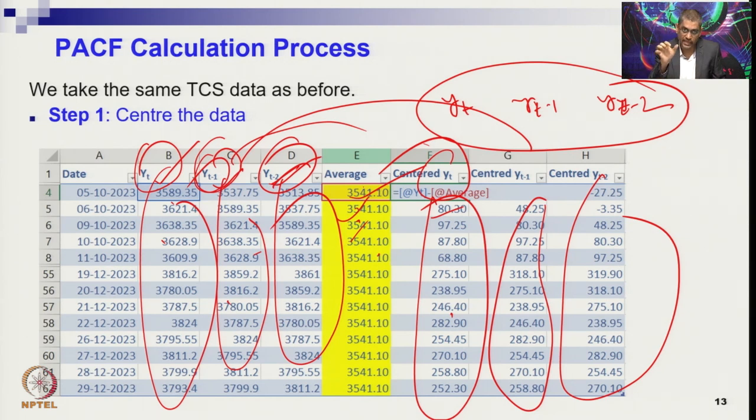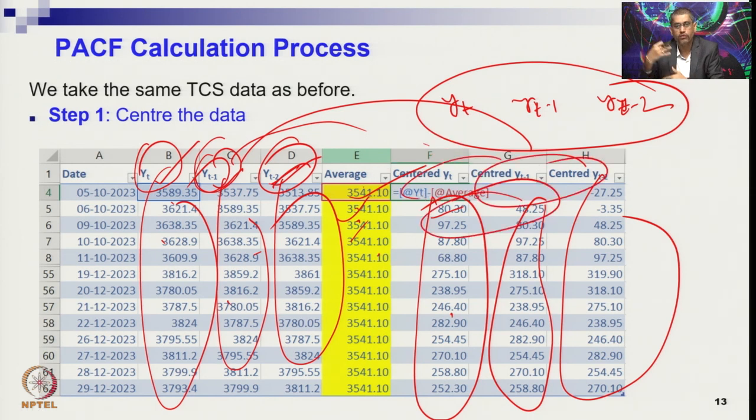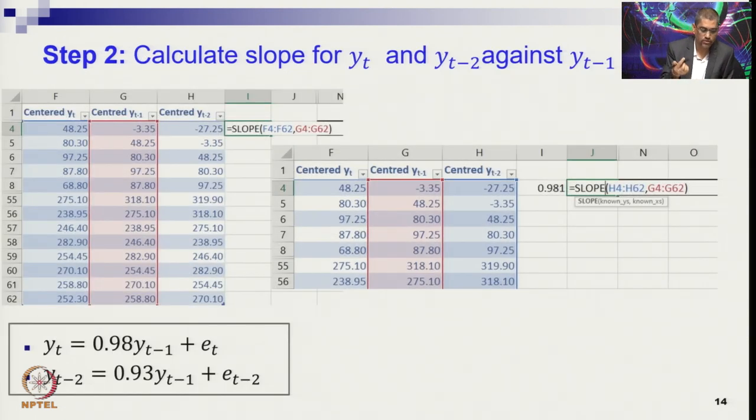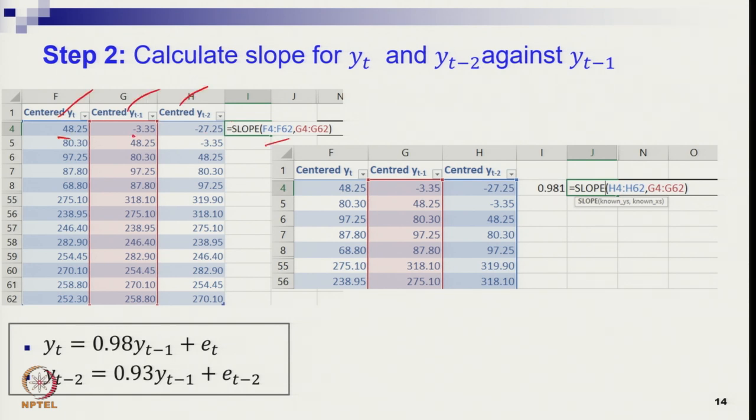Take this center data, calculate the slope between these two, slope between these. And then once you get the slope, you calculate your regression value. And that will give you the components, et and et minus 2. These two components, the current, partial data will give you the partial correlation, or the difference data will give you the new partial correlation or PACF value. So now what you do? You can think about it, center data you have already calculated. Now calculate the slope between this and this. Look at here. Similarly, calculate the slope between this and this. Look at here. You have calculated the two slopes.